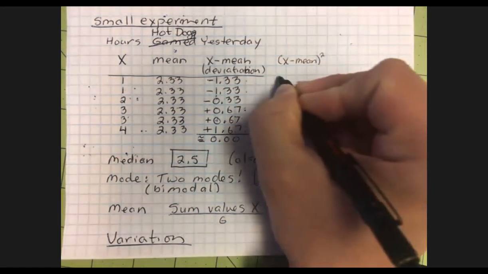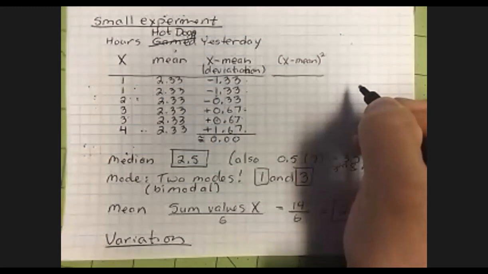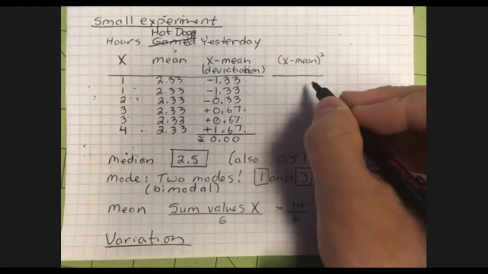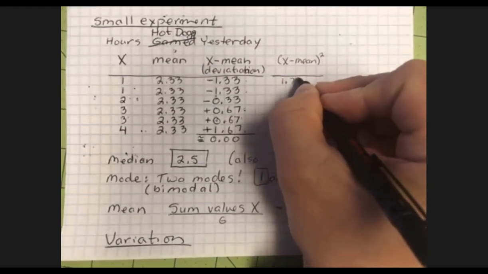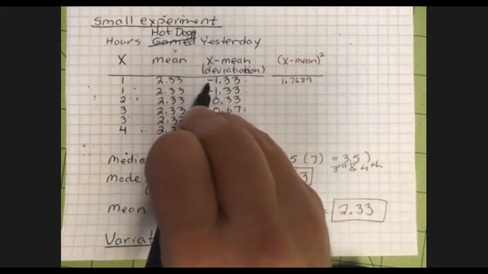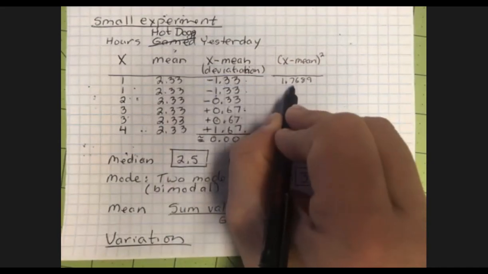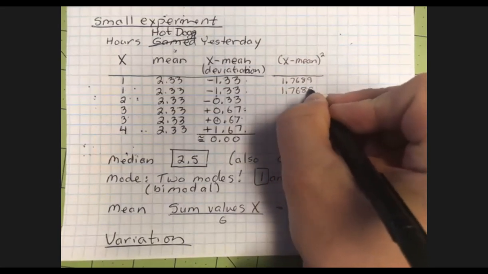And when I square them, that makes them all positive. Now in your mind, you're gonna ask, why are you squaring them right now? Well, first of all, let's just do it, and then we'll ask why later. So this would be 1.7689, and I'm approximating, but notice the positive number, because when you square minus 1.33, you get a positive number. This is the same number here, so it's going to produce the same square.